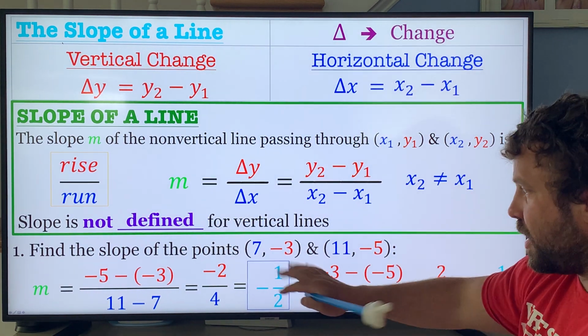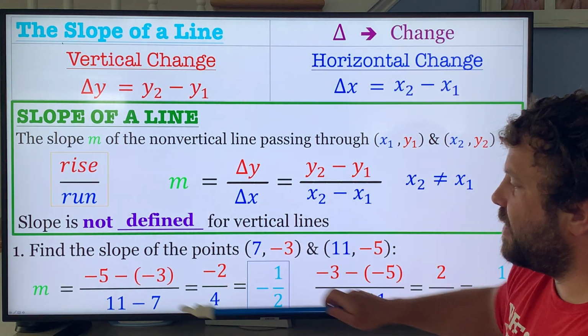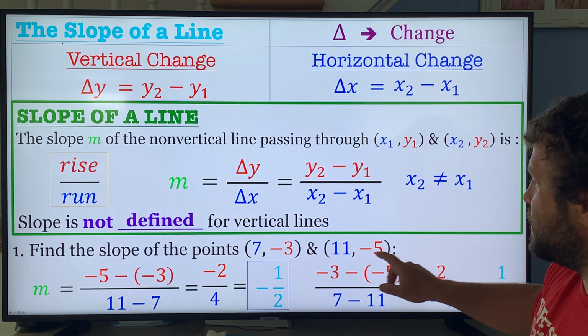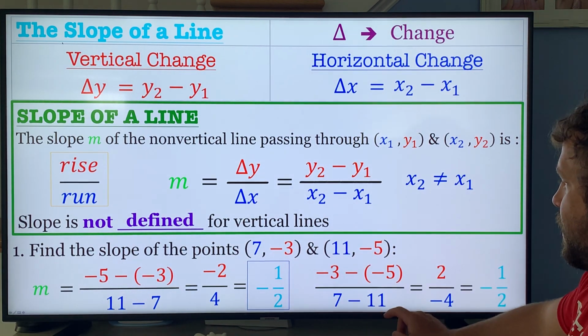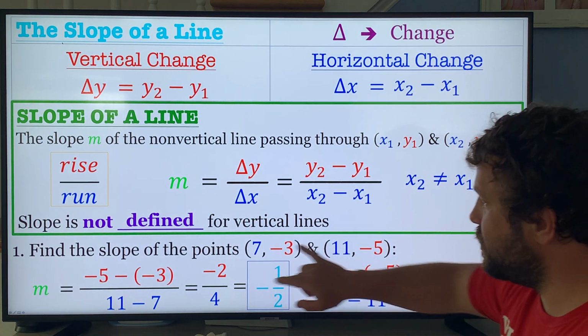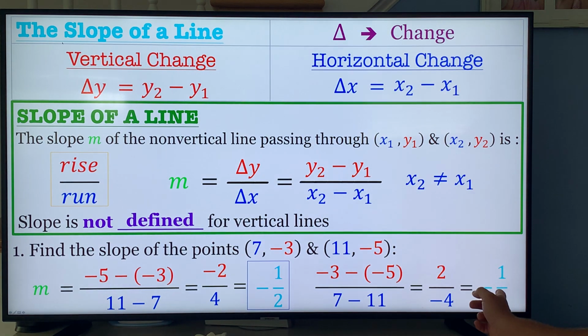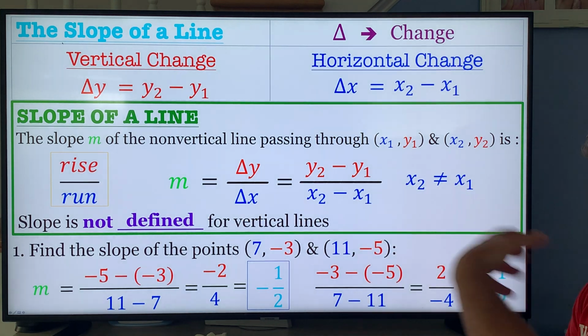Now, say I said, okay, this is my first point, this is my second point. And I flipped everything. I did, okay, negative 3 minus negative 5, 7 minus 11. As long as you do these 2 points first, or these 2 points first, and you're subtracting your x's and your y's, you end up with the same answer, negative 1/2. So it doesn't really matter which way you do it, okay, just that you subtract the 2 x's from each other, subtract 2 y's from each other.